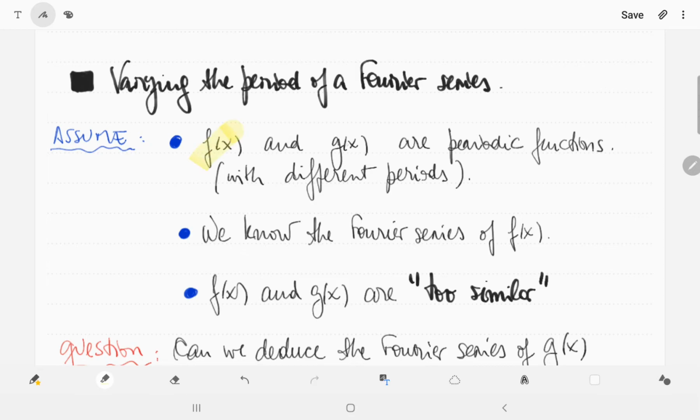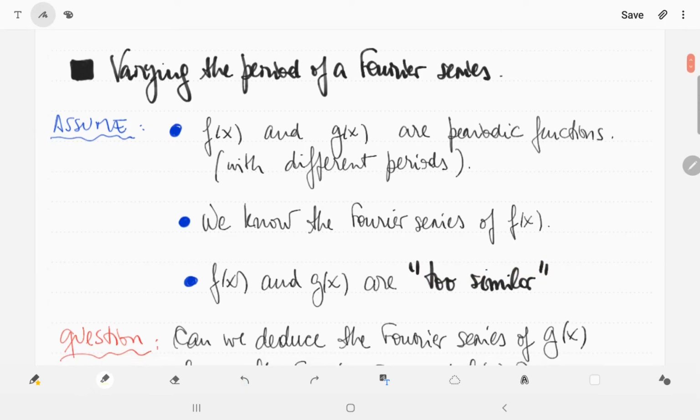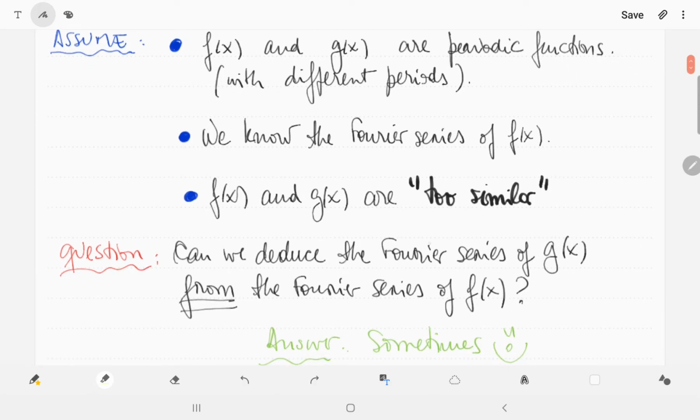So we have these two functions, f and g, with different periods, and we know the Fourier series representation of f. But you know what? f and g are quite similar. So we wonder, since we already know the Fourier series representation for f, and f and g are so similar, can we deduce the Fourier series representation of g from the Fourier series representation of f? Okay, so the answer will be sometimes, and we will see an example to illustrate this idea.